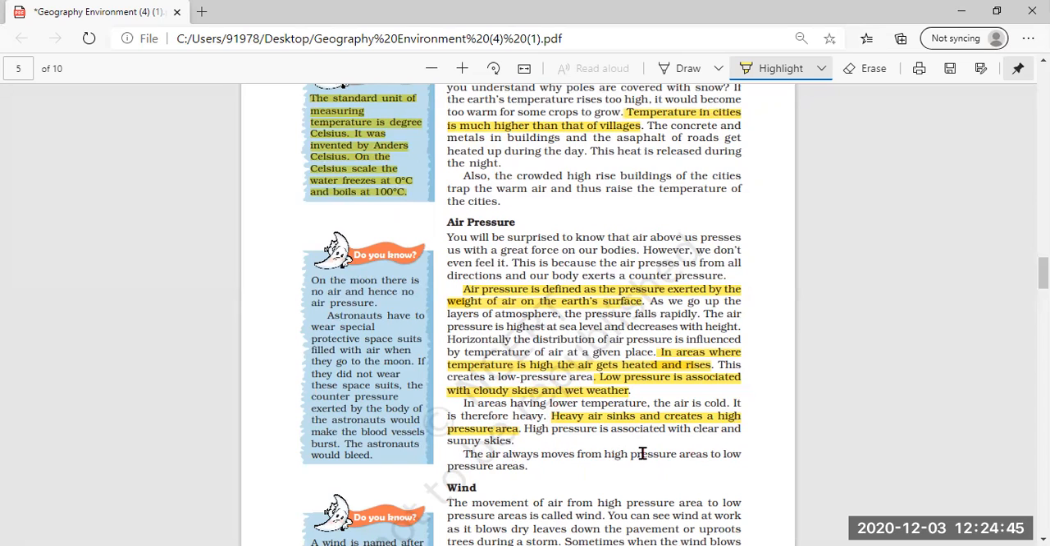High pressure is associated with clear and sunny skies. And air always moves from high pressure areas to low pressure areas. You can underline this: air always moves from high pressure to low pressure.